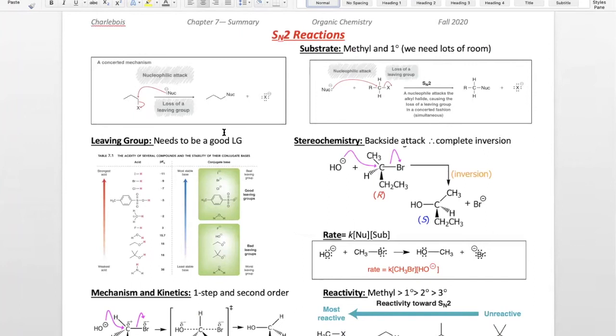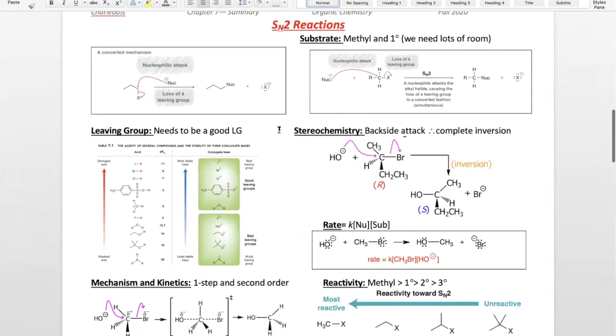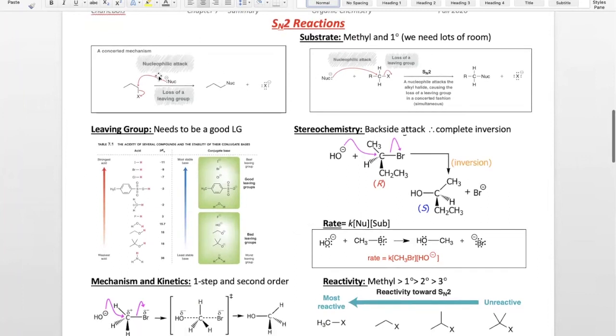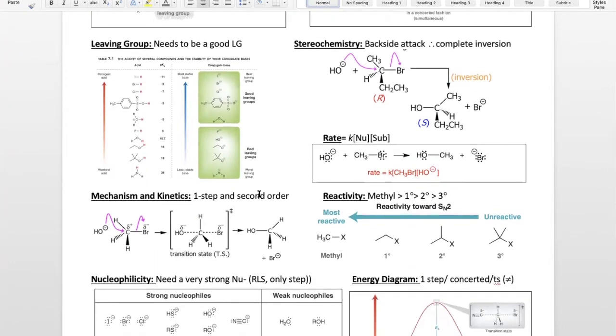So I just wanted to show you real quick the summary sheet that I made for you. For SN2 reactions, our substrate needs to be methyl or primary. We need lots of room. It's a concerted mechanism shown here where we have nucleophilic attack and loss of a leaving group in the same step. Some good leaving groups are shown here.